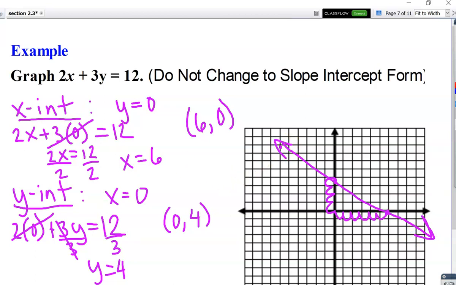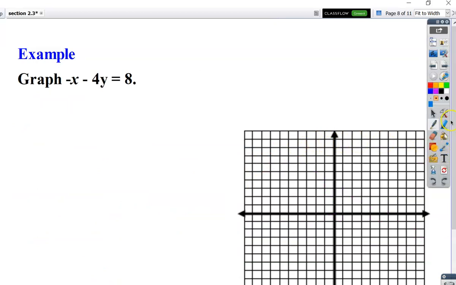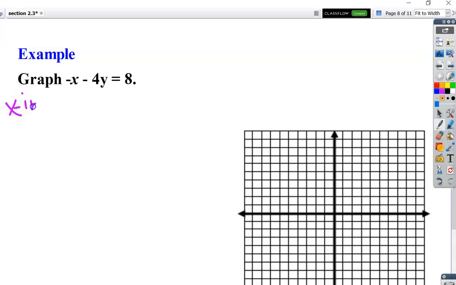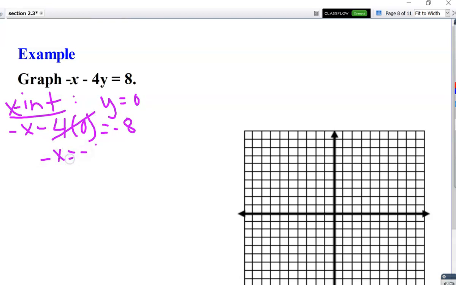We'll try one more example like that. We're going to graph negative x minus 4y equals 8. So again, this is written in standard form because x and y are on the same side. So for the x-intercept, we're going to substitute 0 in place of y, solve for x. Four times 0 makes 0 again. So we're left with negative x equals negative 8.